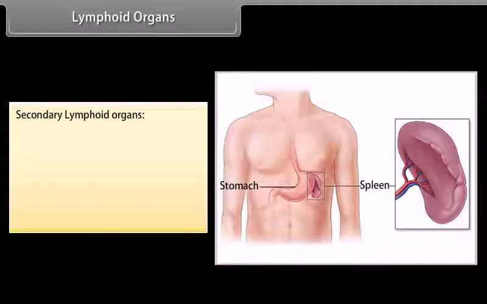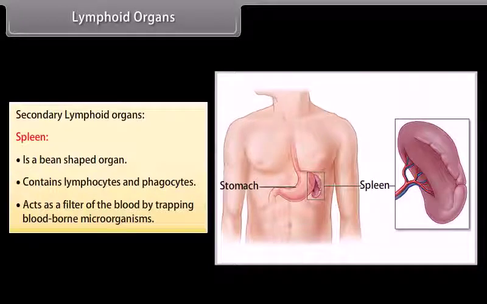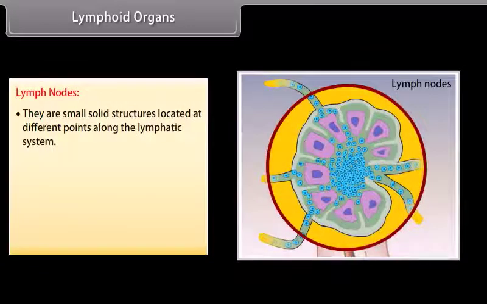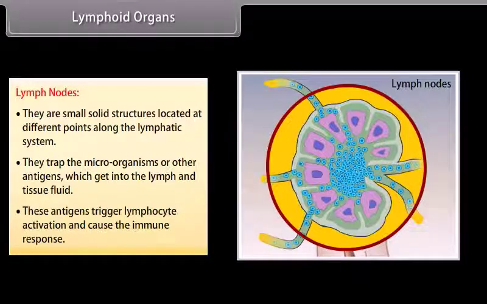Secondary lymphoid organs. Spleen is a bean-shaped organ, contains lymphocytes and phagocytes. Acts as a filter of the blood by trapping blood-borne microorganisms. Lymph nodes. They are small solid structures located at different points along the lymphatic system. They trap the microorganisms or other antigens which get into the lymph and tissue fluid. These antigens trigger lymphocyte activation and cause the immune response.